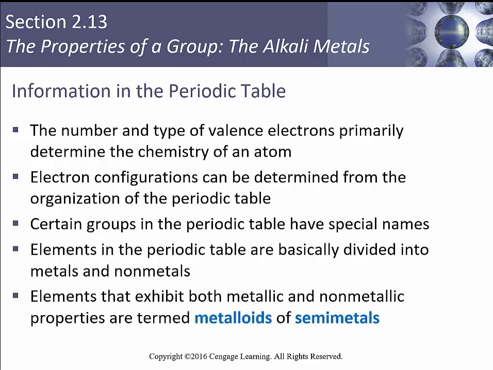Information on the periodic table. The number and type of valence electrons primarily determine the chemistry of an atom. Electron configurations can be determined from the organization of the periodic table. Certain groups in the periodic table have special names.